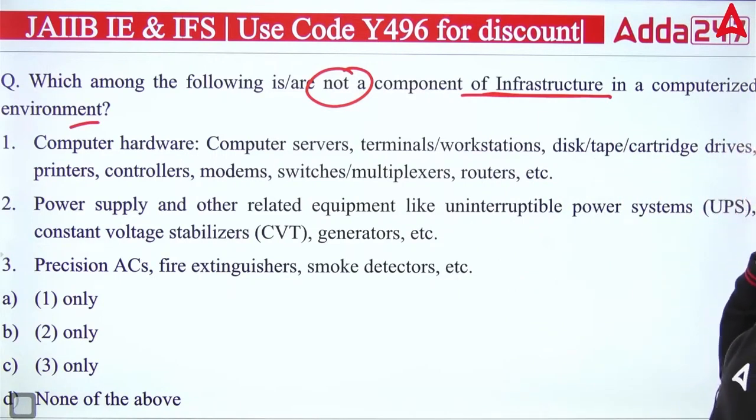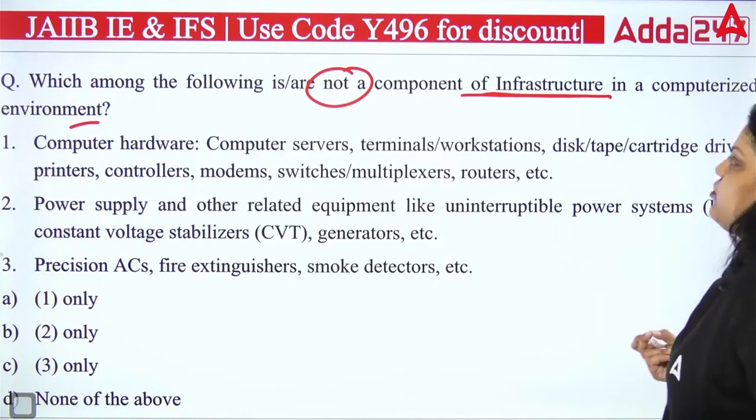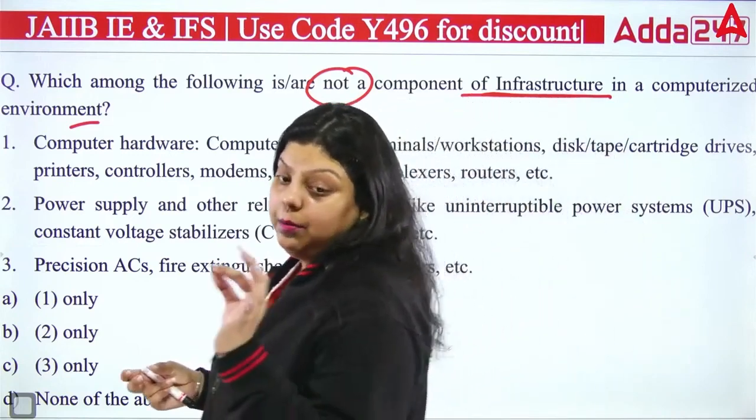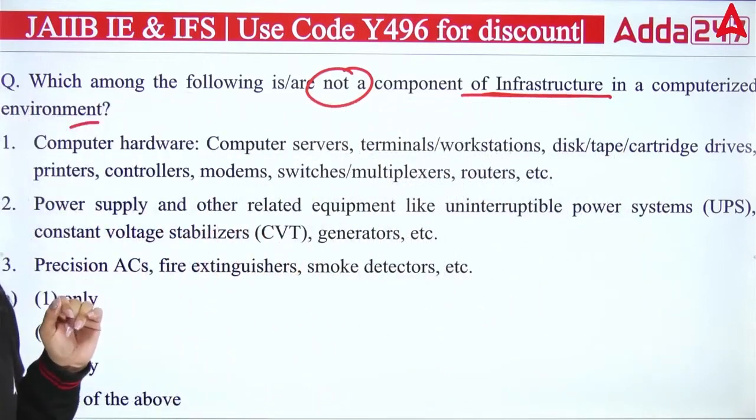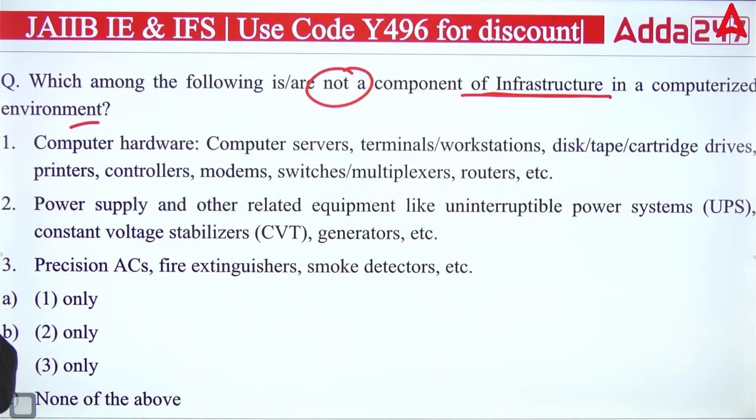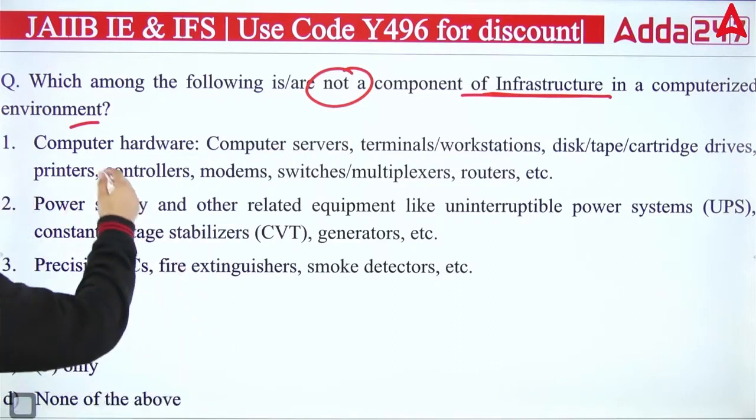You are not talking about infrastructure required for a computer, you are talking about infrastructure in the computerized environment. Which of the following is not a part of infrastructure? So let's say in a certain room you have installed computers. What are the devices, what is the infrastructure you need? You need all the computer hardware.